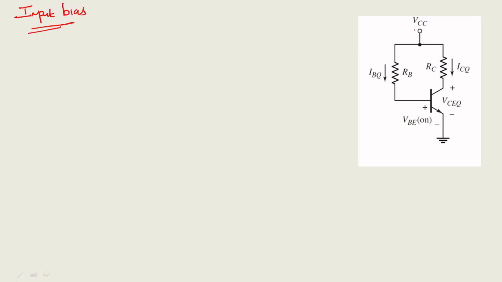See, by looking, this is the input loop. We can apply the KVL directly, but initially we can practice by drawing this loop separately. So this is plus VCC, right? I will be drawing this loop separately, plus minus. This is plus VCC, entering at a plus, leaving at a minus.